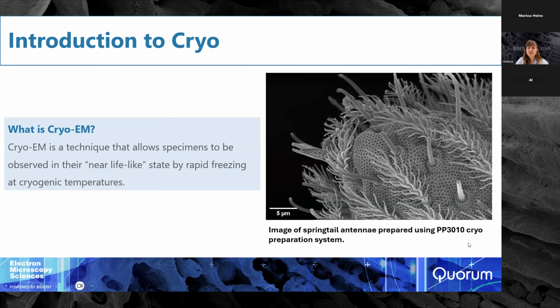You can see on the right of the screen, we have an image of a springtail antenna. And of course, if we were looking at a springtail in ambient SEM, we would have to first dehydrate that sample before we put it into our microscope. With cryo, we can rapidly freeze that sample and keep it at cryo temperatures to allow us to see that sample in its hydrated state.